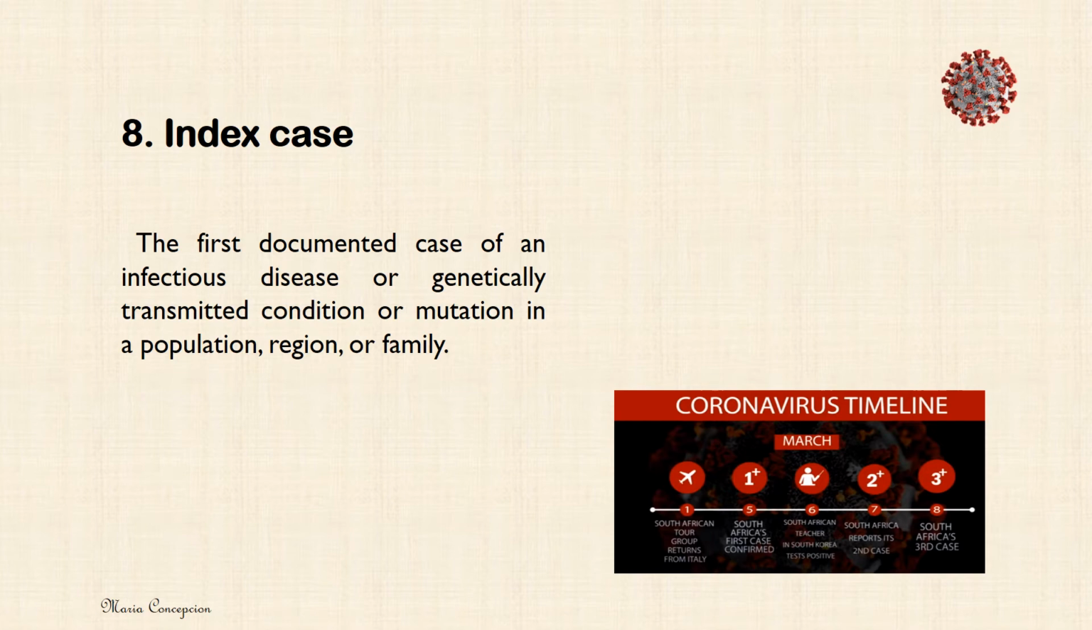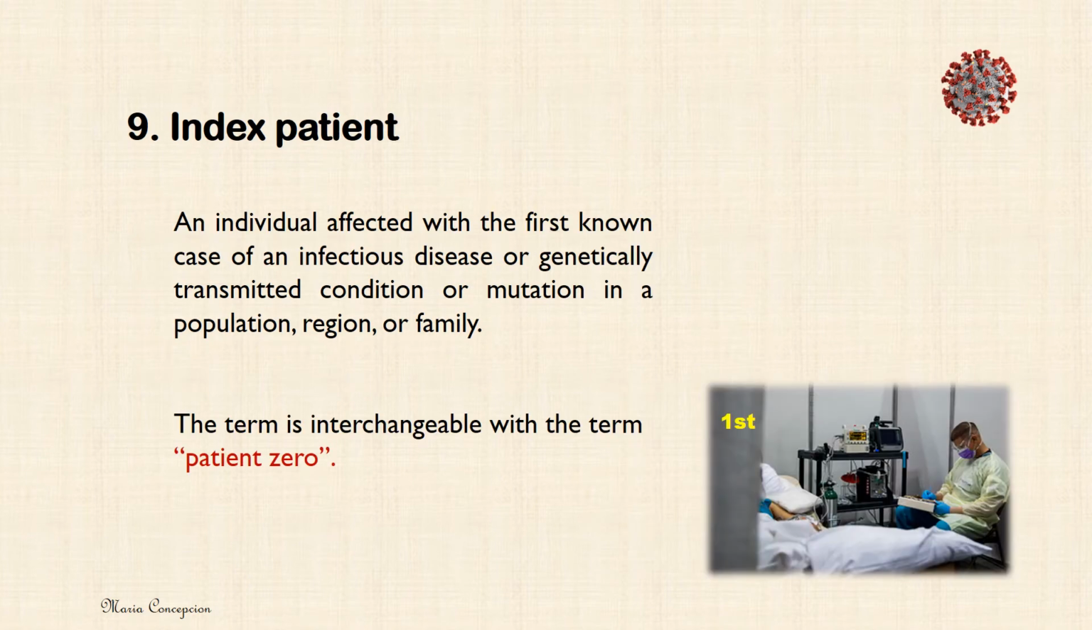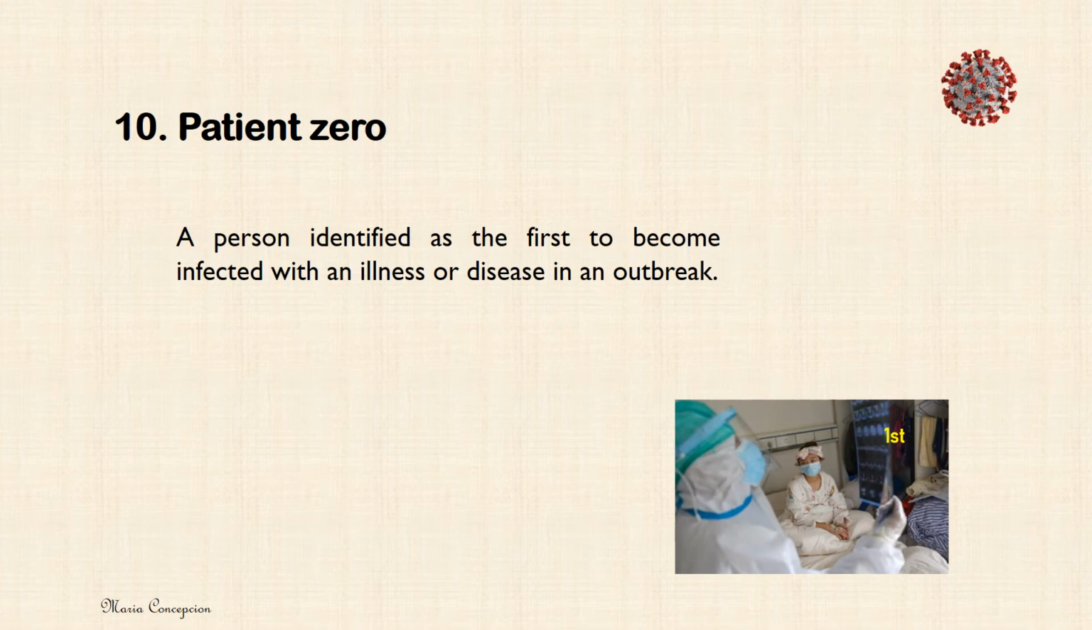Index case. The first documented case of an infectious disease or genetically transmitted condition or mutation in a population, region, or family. Index patient. An individual affected with the first known case of an infectious disease or genetically transmitted condition or mutation in a population, region, or family. The term is interchangeable with the term patient zero. Patient zero. A person identified as the first to become infected with an illness or disease in an outbreak.